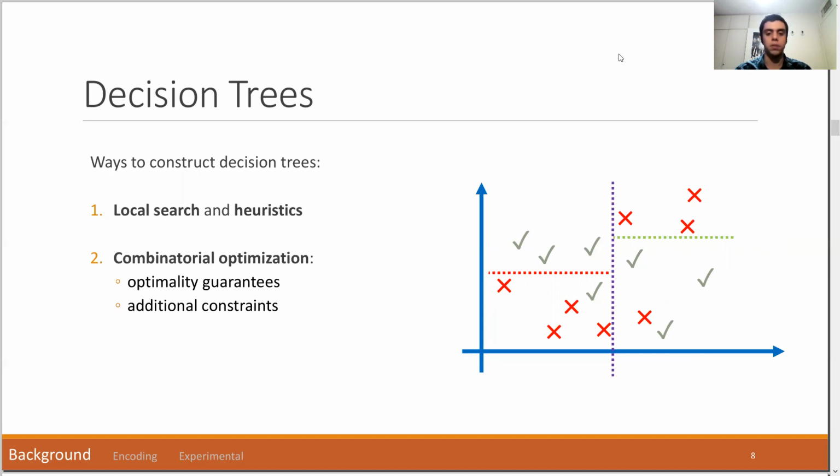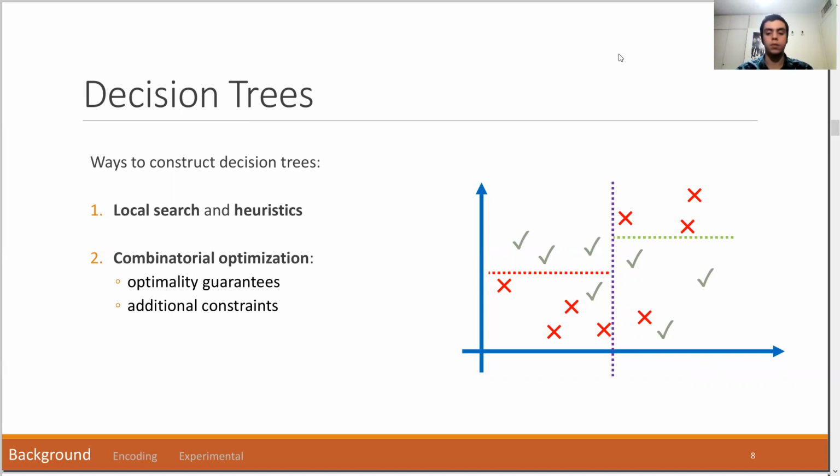So you start from a solution and you try to improve it step by step. Let's say you start from a single node and you ask the question, what split from this single node makes the most sense? And when you add that, you have two new children, and you can repeat the process for those children as well. The second approach, which recently found a lot of success, is combinatorial optimization.